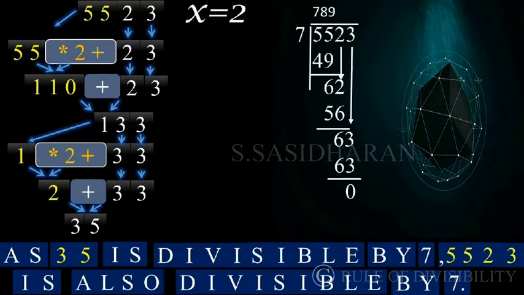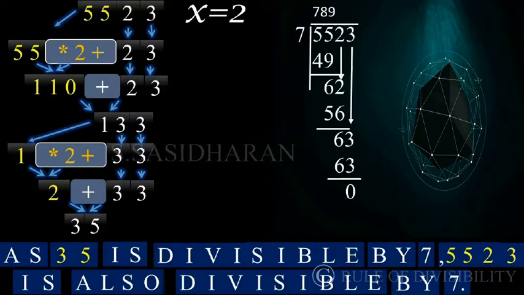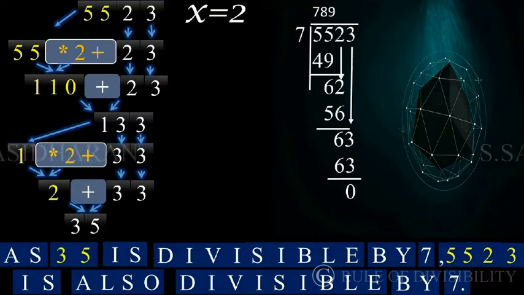In normal division also, it is applicable that 5523 is divisible by 7. Hurray, the result is proven. Okay, till now we have seen one side of the divisibility rule, that the number is divisible by 7. Now we can see the other side of the divisibility rule, where the given number is not divisible by 7.